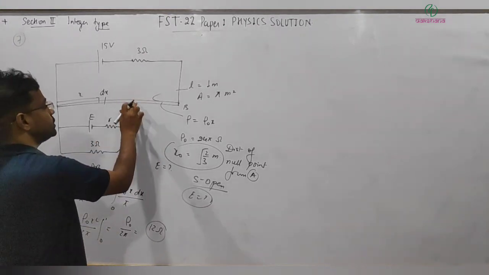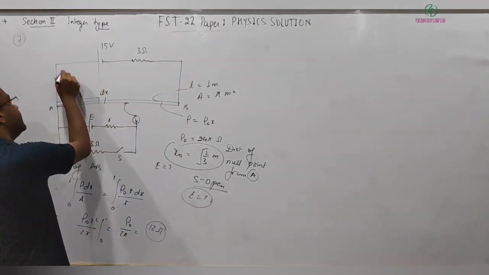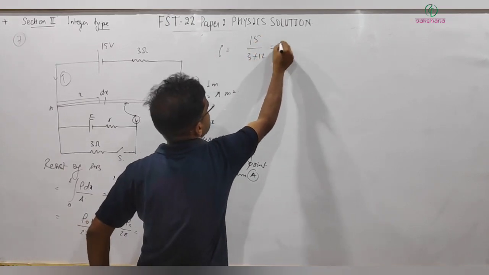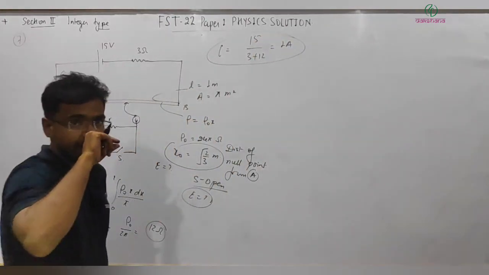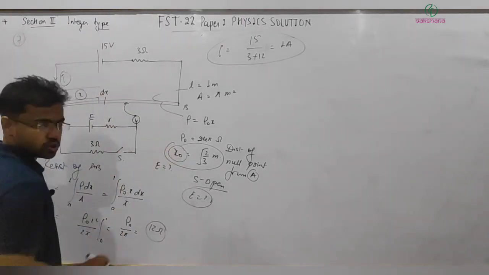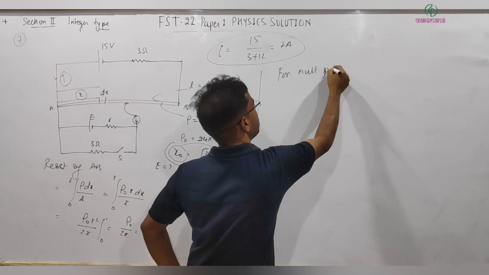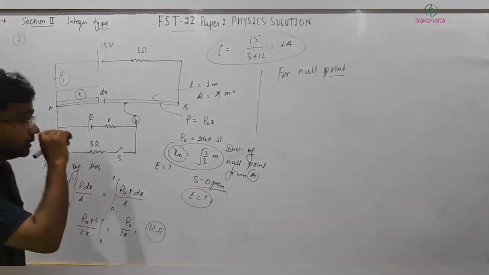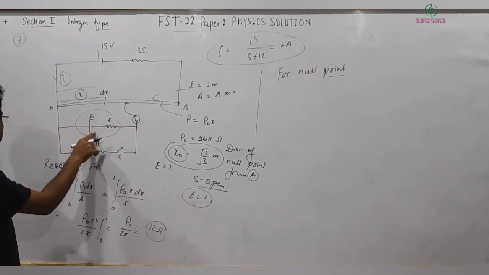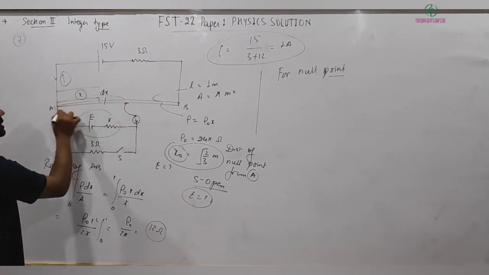Then the internal resistance is 3 ohms. So the total current in this circuit, I, is 15 divided by 3 plus 12, that is 1 ampere. Clear? Now the null point is found to be at x naught. For the null point, no current will be flowing in this branch, so the potential difference, basically the EMF E of this battery, should be equal to the current I multiplied by the resistance up to here.